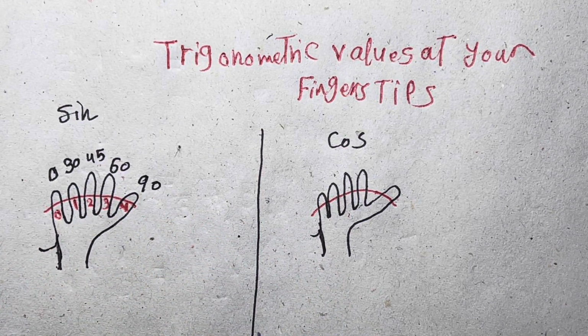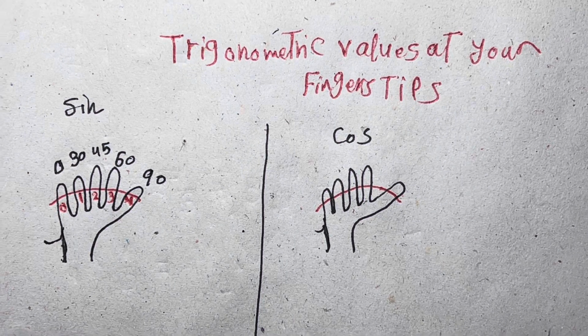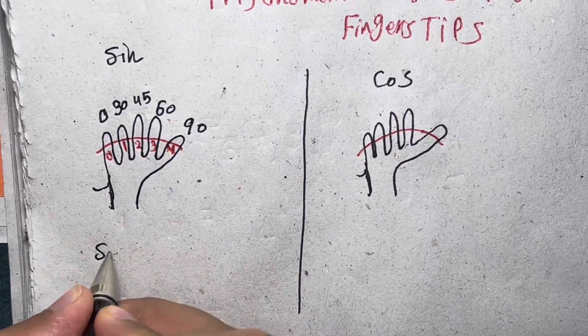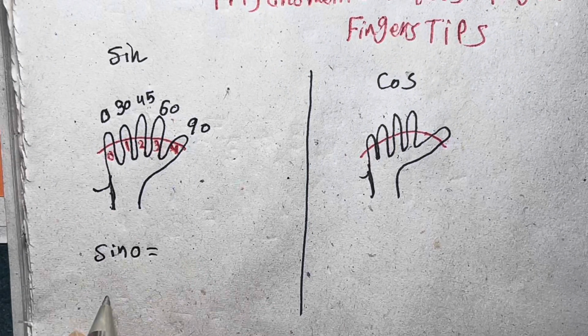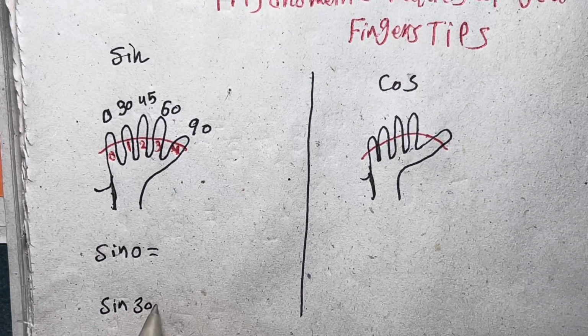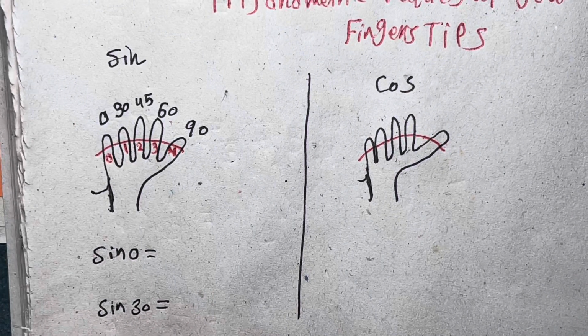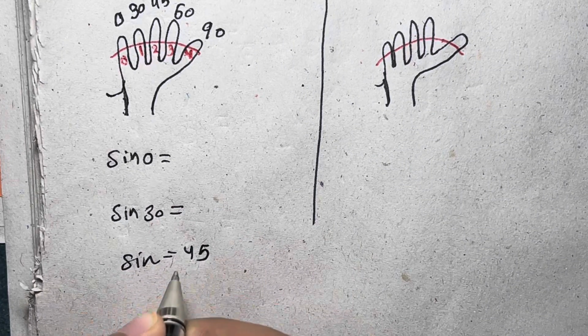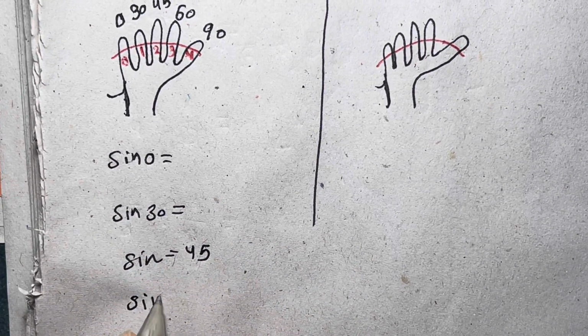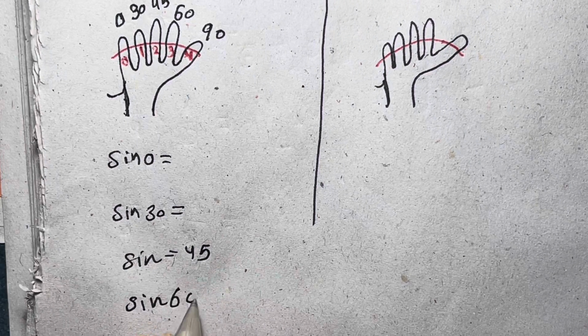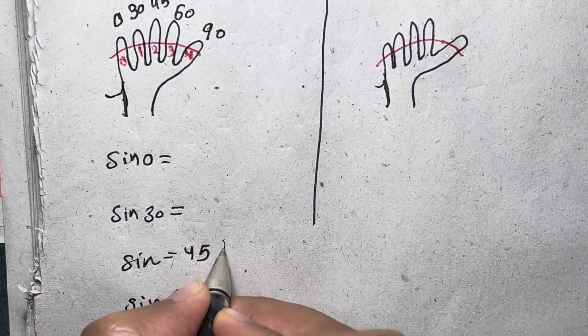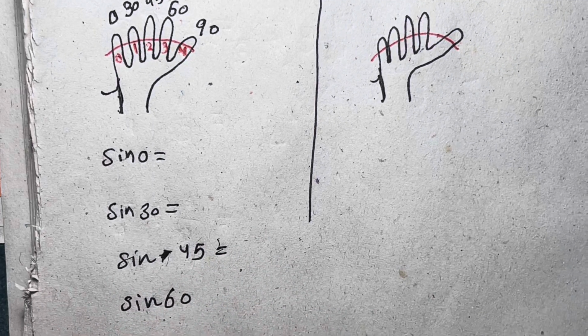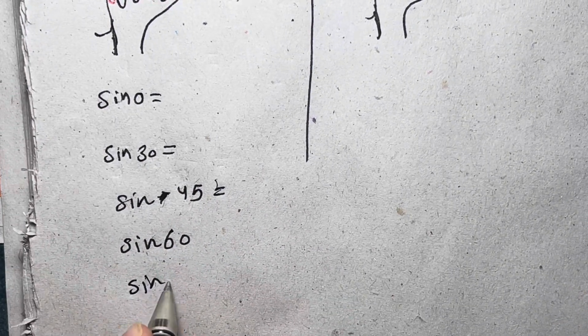We need to find sine 0, sine 30, sine 45, sine 60, and sine 90 degrees. So first here sine 0, sine 30, here 45, then sine 60, okay, and after that sine 90 degrees.